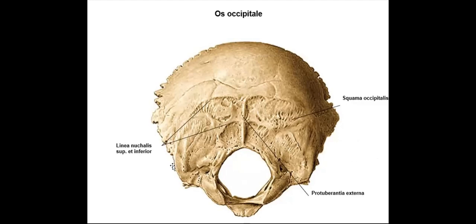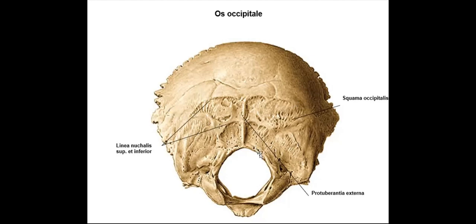A big portion of structure, for example, the linea superior and inferior nuchae. The linea is present because a big portion of the muscles of the spine and neck connect to this bone, and we have some movement in our head with the neck, because these muscles connect to this bone.